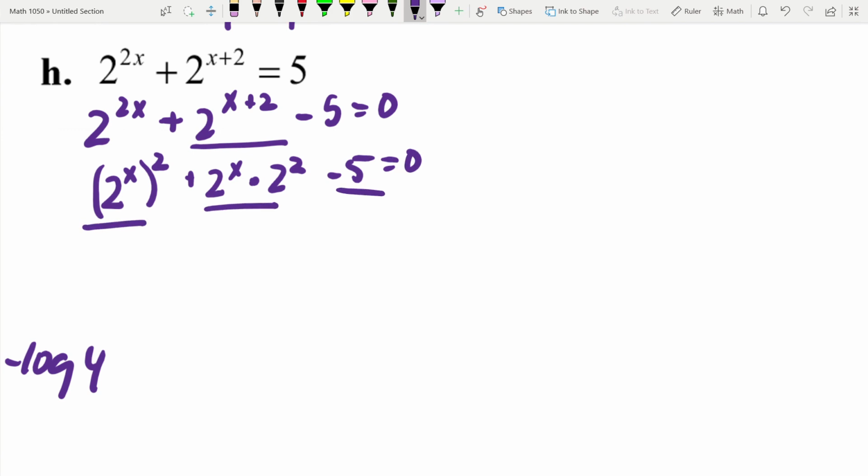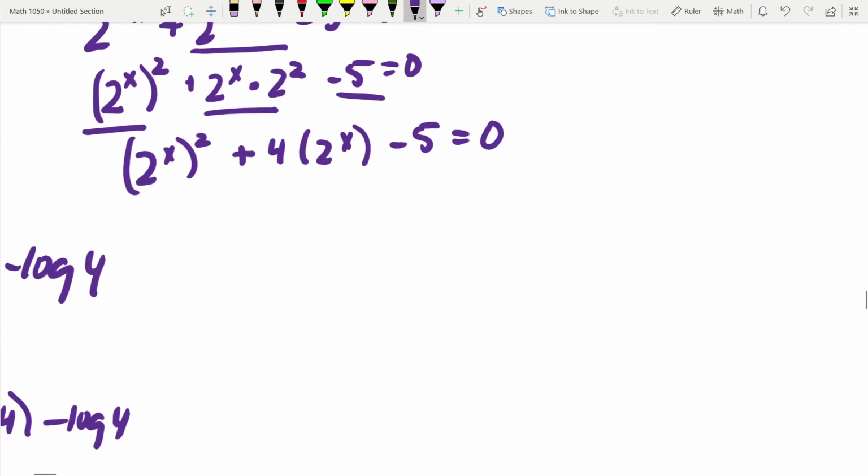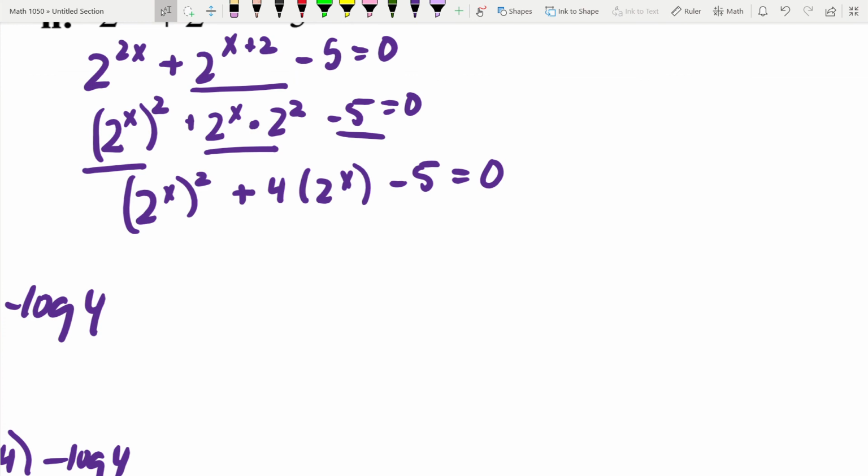Here's what I need you to see. Here's a term, here's a term, here's a term. Okay, and the 0 is also a term. So 2 to the x squared plus 2 squared is 4. So it's 4 times 2 to the x minus 5 is equal to 0. All I did is 2 to the second is a 4. That's all I did. Can anybody see what to do? It's always so cool. There's usually one person each class period that can see it.